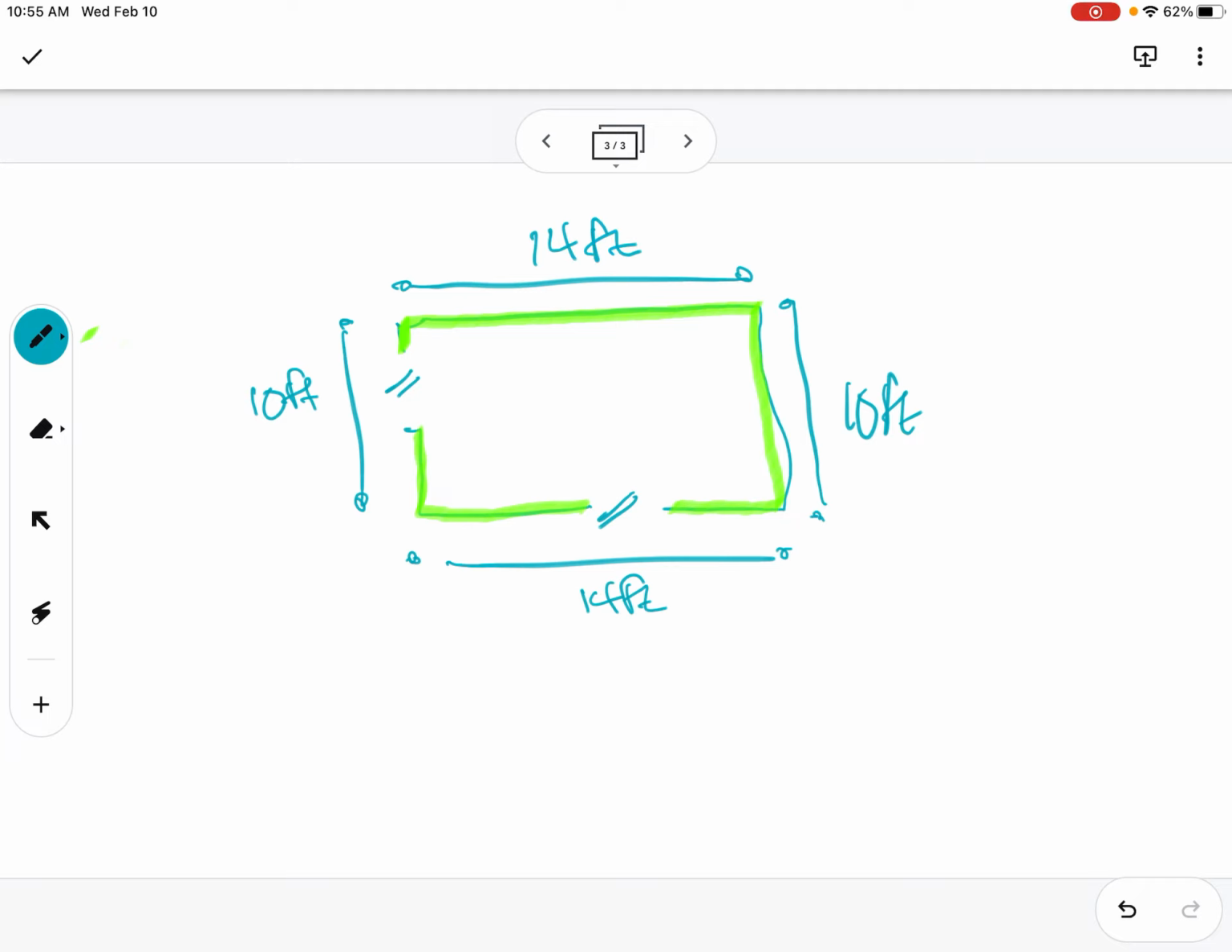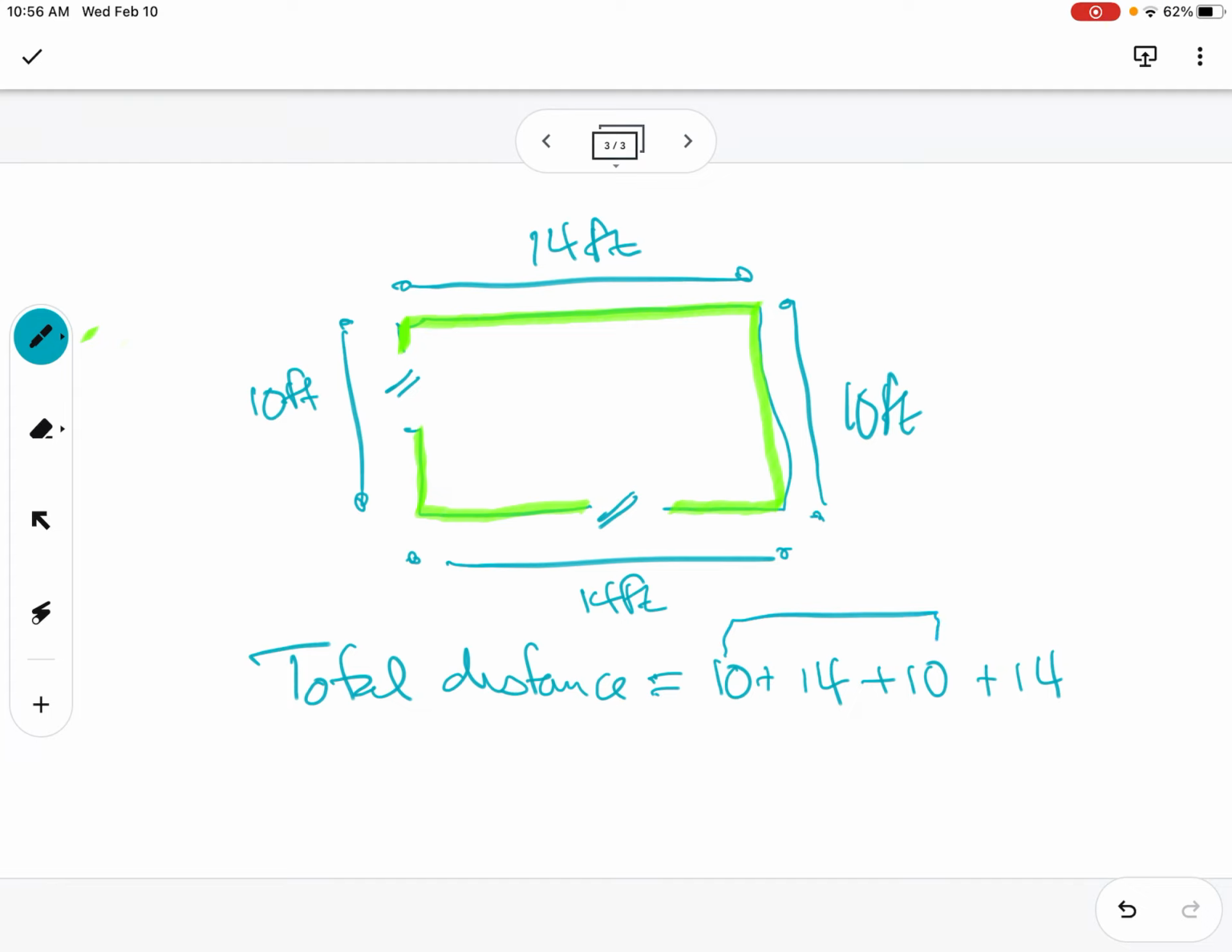How much baseboard would I need to get from the hardware store? Well, the total distance or length around the room would be equal to 10 plus 14 plus 10 plus 14. Doing some quick mental math, the two 10s put together give 20. The two 14s give 28. And 20 and 28 gives me a total of 48 feet of baseboard.